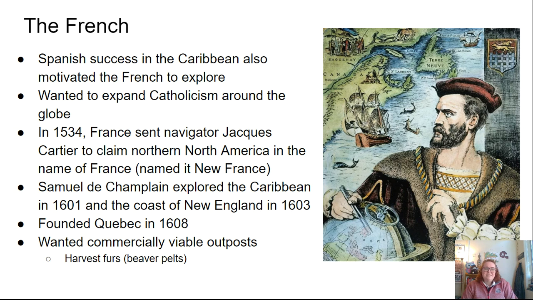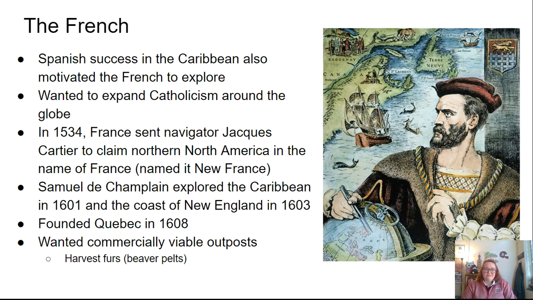We'll talk more about it. So what about the French? The French obviously want to get a little piece of the action too. So the Spanish success in the Caribbean also motivated the French. So they wanted to expand Catholicism around the globe. So the French sent navigator Jacques Cartier to claim the northern portion of North America in the name of France. And they wanted to call it New France.